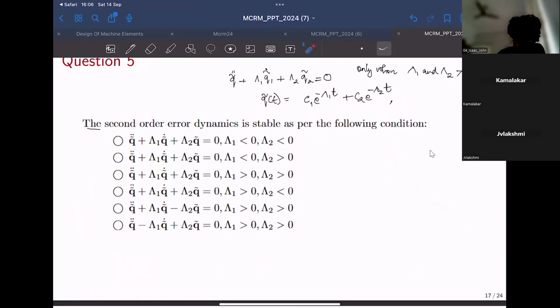No, I don't think so, because C says lambda 1 and lambda 2 are greater than 0, and D says lambda 1 is greater than 0 and lambda 2 is less than 0. Yes, exactly. So I think C is indeed the answer actually. Yes, C is the answer.